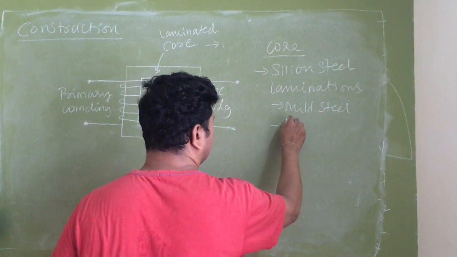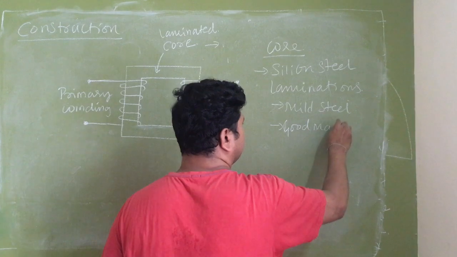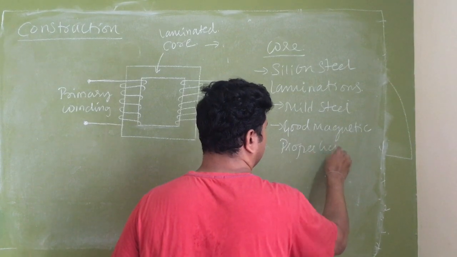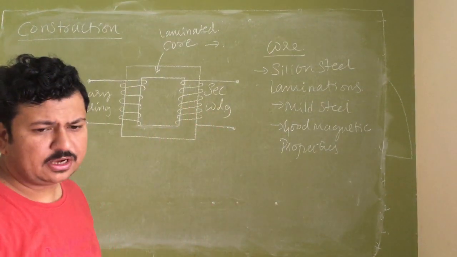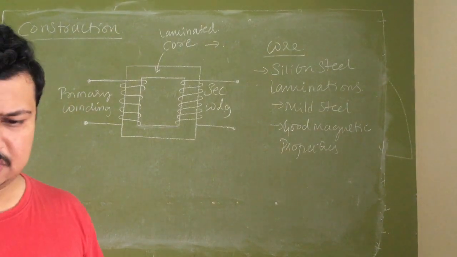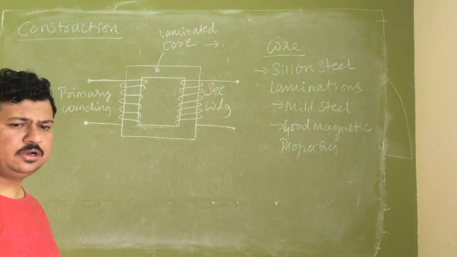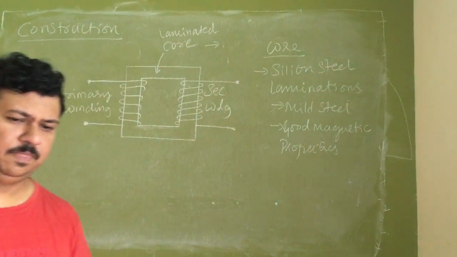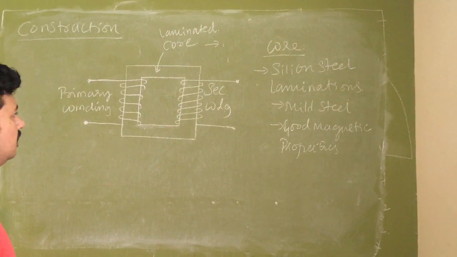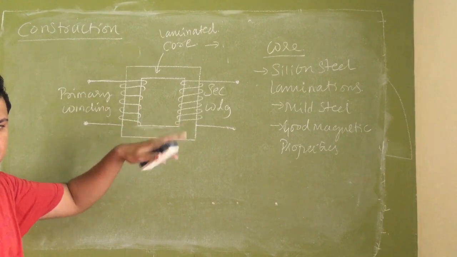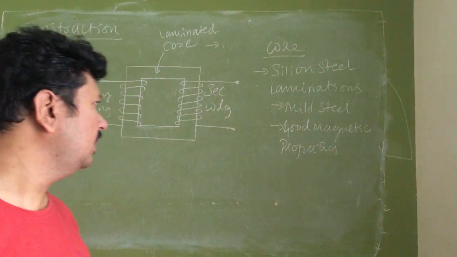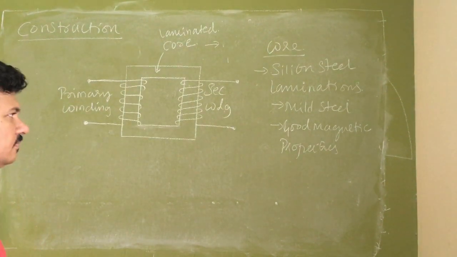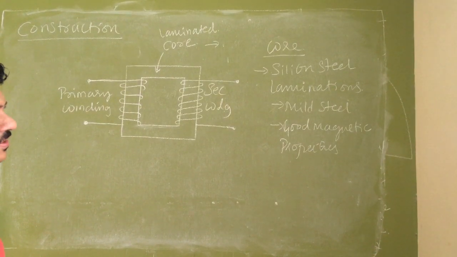It has got good magnetic properties. What does good magnetic properties mean? Reluctance should be very less. Permeability should be more, so that the flux created in the core is very high. So the magnetic core will provide a better path for the creation and flow of the flux.